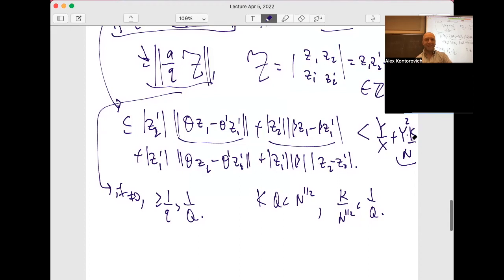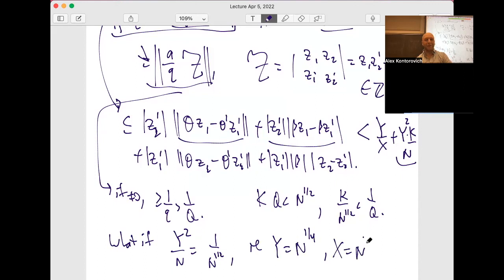And I see a k sitting here. So what if we made y squared over n equal to 1 over root n? I.e., what if we made y equal to n to the 1/4? So x would have to be n to the 3/4. Then this y over x would be n to the 1/4 over n to the 3/4. It would be 1 over root n. And this would be k over root n. So again, this would be bounded by just k over root n, and it'd be at least 1 over q. And that's exactly the range where we have a contradiction.